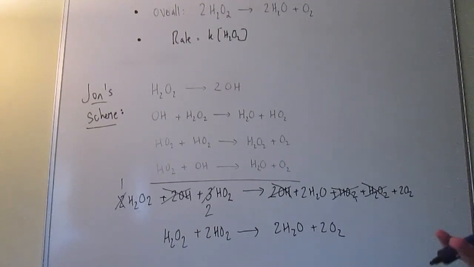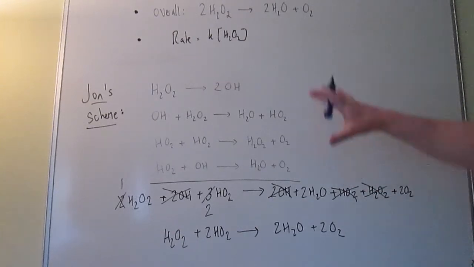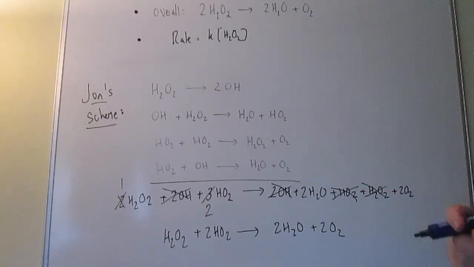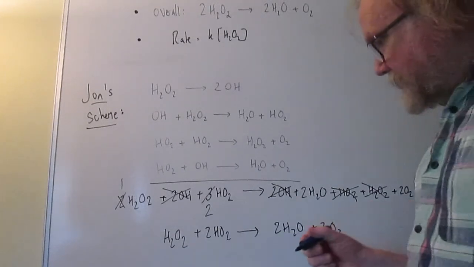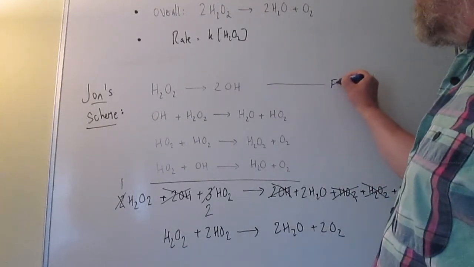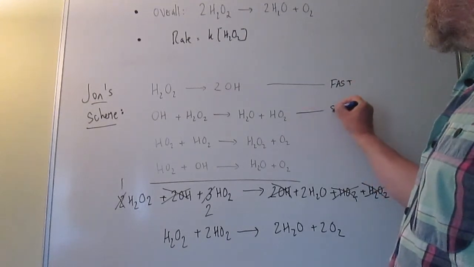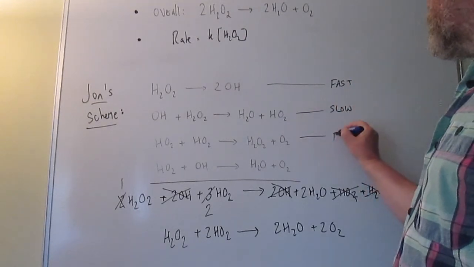And you can see that there's a problem there. It does balance, but it's not the right equation. So straight away, John's scheme's no good, because when you add it up, it doesn't add up to the overall reaction. So that's the first flaw with it. The next question is, well, what about the rate equation? And in order to look at that, we have to take notice of the other information we were given, which is that that step is fast, that step is slow, that one is fast, and this one is also fast.